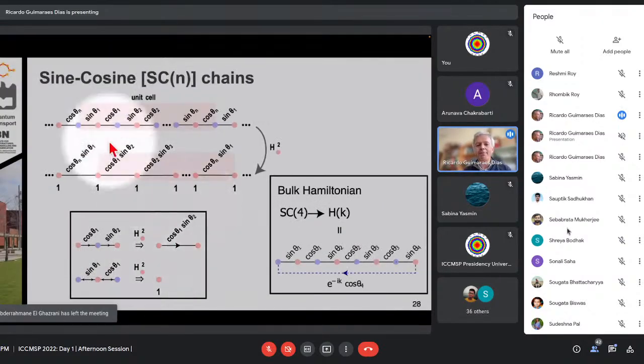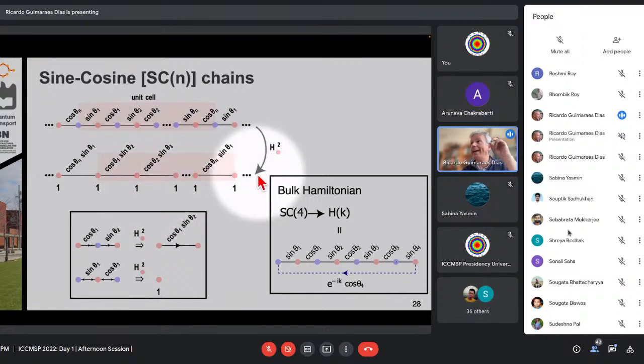So I define here a sine cosine model with a unit cell that has 2 times n sites, and that means that we have n different angles theta. So I have sine of theta 1, cosine of theta 1, sine of theta 2, cosine of theta 2, until I reach sine of theta n, cosine of theta n, and then it repeats. So 2n sites in the unit cell, n angles. And if I square this, it's the same reasoning as before. So I get 1 everywhere.